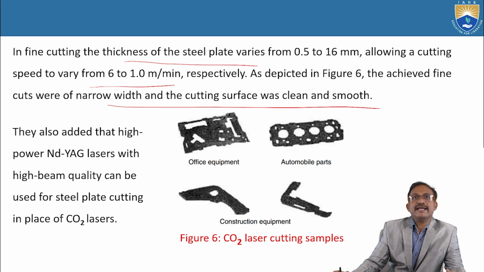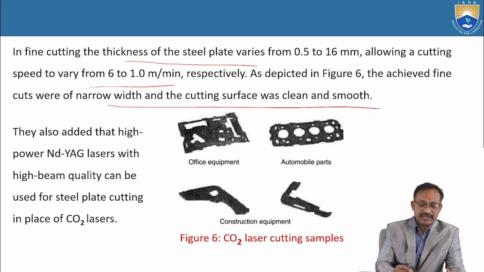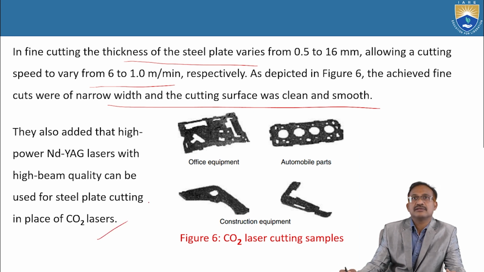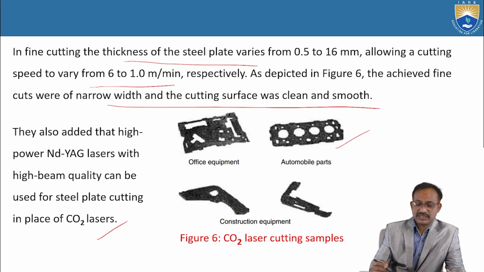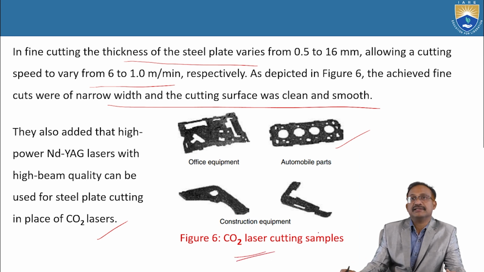They also added that high power NdR lasers with high beam quality can be used for steel plate cutting in place of carbon dioxide lasers. This is for office equipment. This is for automobile parts and construction equipment by carbon dioxide laser cutting.